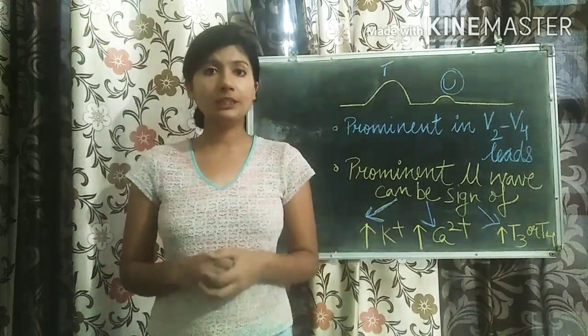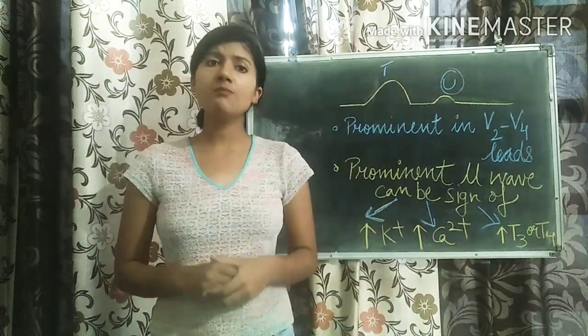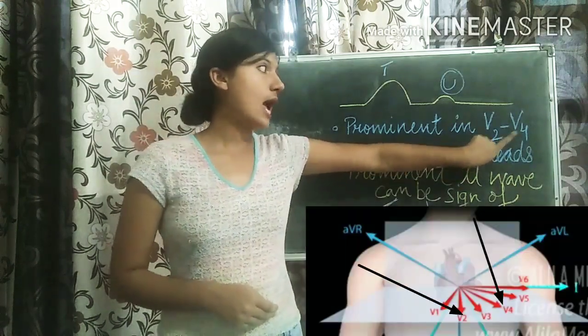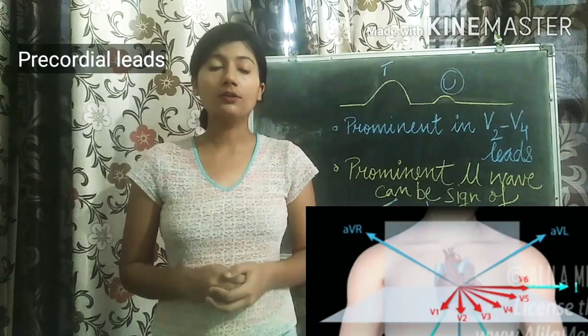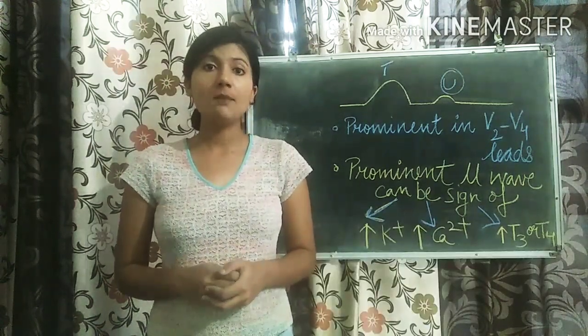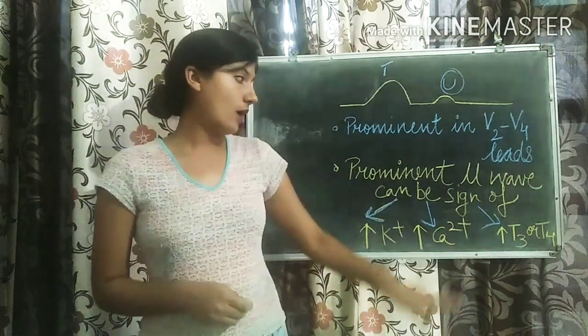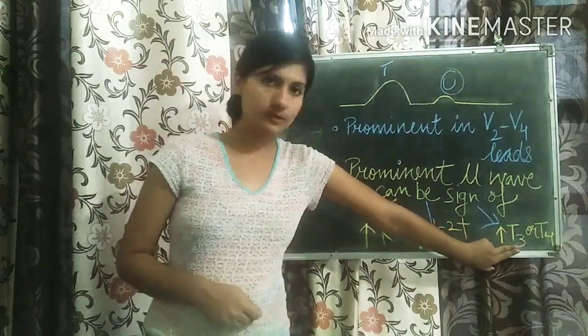Now at the end, the U wave, which comes after the T wave. The U wave is more prominent in the V2 and V4 leads, which are also known as chest leads or the precordial leads. More prominence of the U wave may also be indicative of hypercalcemia, hyperkalemia, or hyperthyroidism.